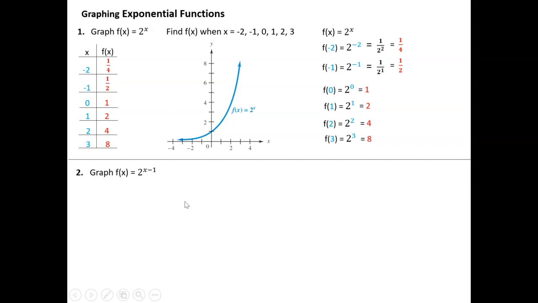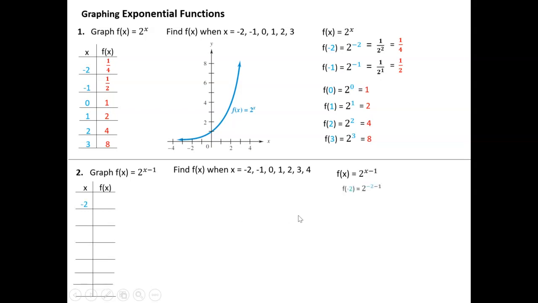Okay, now number 2. Let's graph f of x equals 2 to the power of x minus 1. Again, we're going to choose the same values. Okay, but now we're going to go all the way to 4, because 4 minus 1 will give us a 3. Okay, so here we go. When it's -2, it's going to be 2 to the -2 minus 1, which gives us 2 to the -3rd power, which will give us 1 over 2 to the 3rd power, which will give us 1/8. So when x is -2, y is 1/8.